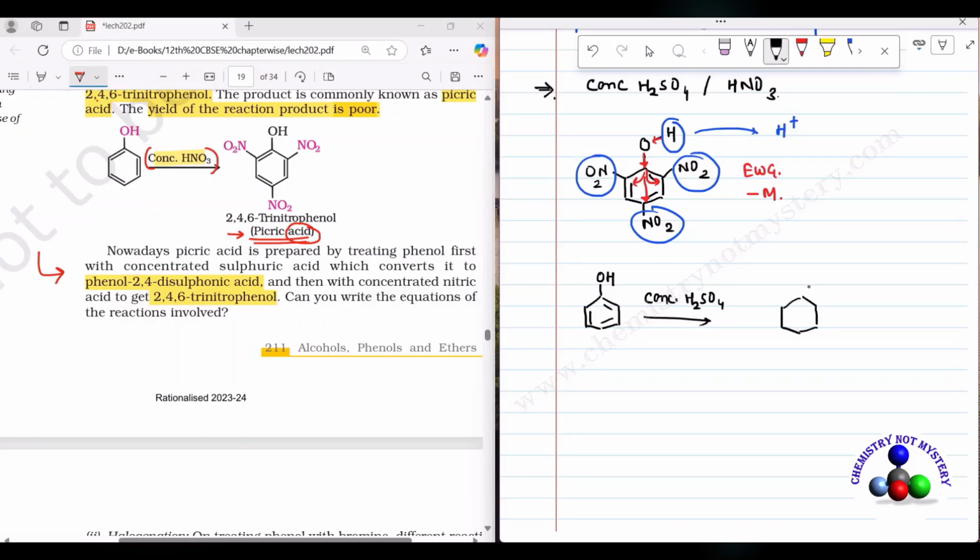So here this is the benzene ring and here OH group is bonded. At 4th position, sulfonation takes place. So here you will get SO3H and here also you will get SO3H. This SO3H group is electron withdrawing group. It withdraws the electron density from ortho and para positions. So as it withdraws electron density by minus M effect, it deactivates the benzene ring.